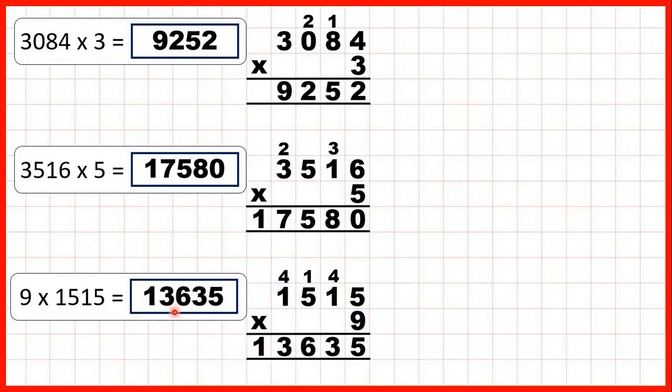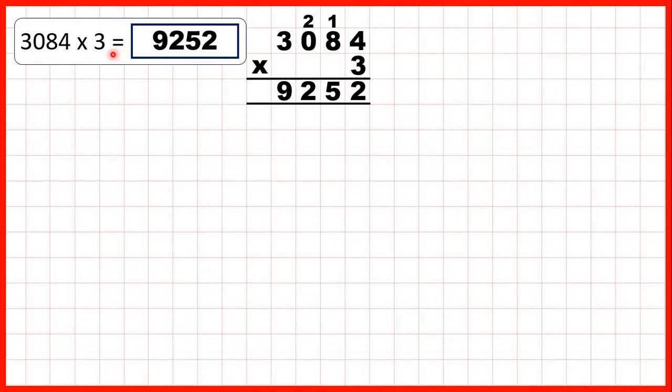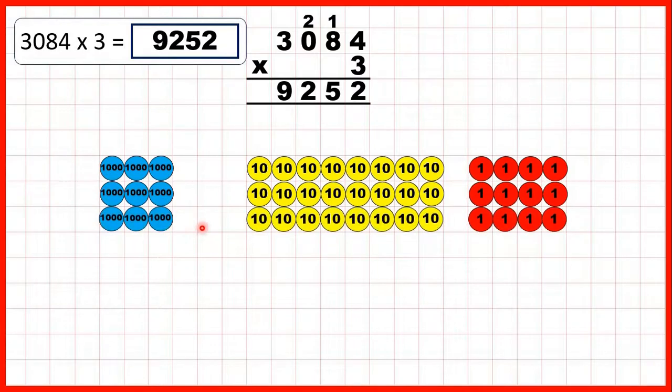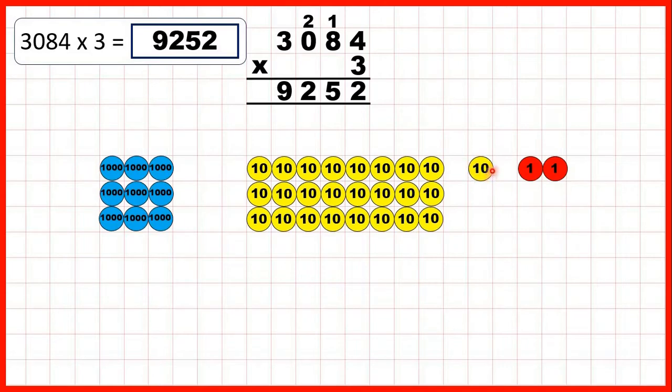So that's 13,635. But now, let's look back to this first question. We had 3,084, so that's 3 thousands, no hundreds, 8 tens, and 4 ones. We can multiply by 3, so we can show the place value counters that we have here 3 times. Now we have 12 ones, but we can regroup 10 of those ones into 1 ten. And that's why we write the 1 ten above the next place value column along, so above our tens.